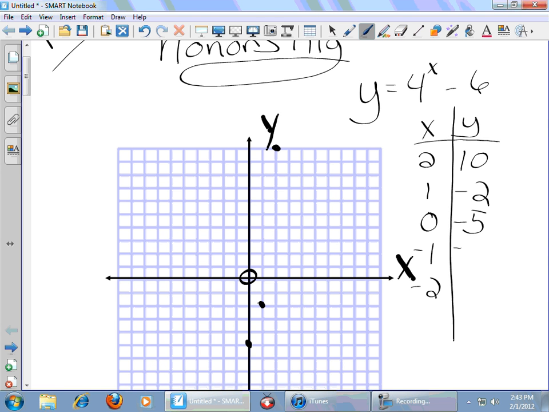When I put -1 in, that's going to cause that 4 to become a 1/4. So I'm going to have 1/4 minus 6. Well, 6 minus 1/4 would be 5 3/4. But since the 6 is larger than the 1/4, my answer is going to be -5 3/4. So I'm going to go down to -5 3/4. There we go.